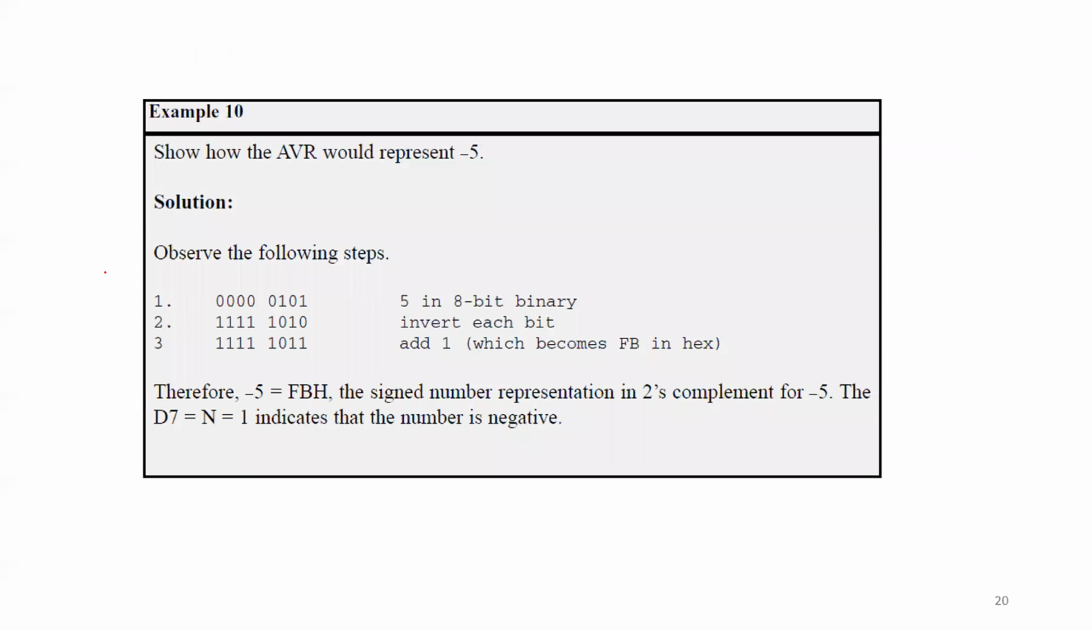Let's see some examples here. How can we get the 2's complement of numbers? For instance, this example requires showing how the AVR would represent the number -5. So in order to represent -5, firstly write the binary representation of this number without sign, which means 5. So 5 is nothing but 0101, and the first nibble is 0. So this is now 5.